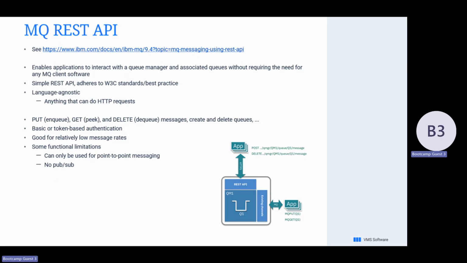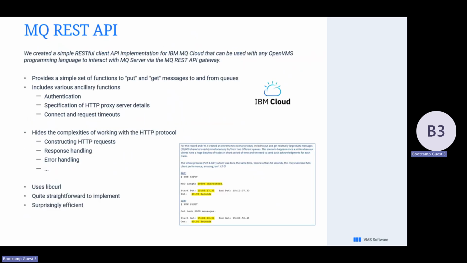How can we do that? Well, you can actually do it using the REST API. So we set about creating an API, a fairly generic API that you can link into your Fortran program, or COBOL or C, anything you like, it doesn't matter. It's typical VMS stuff that uses descriptors and all the normal stuff you'd expect from a VMS application programming interface. But under the hood, it's calling this MQ REST API.